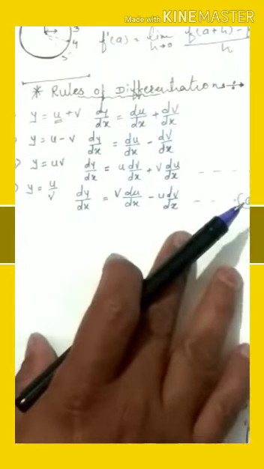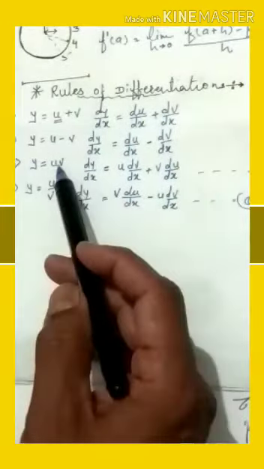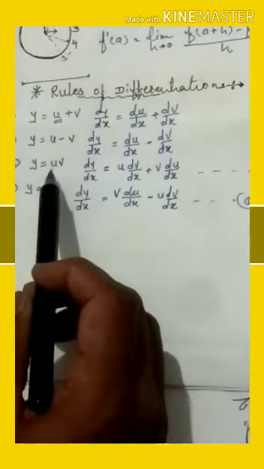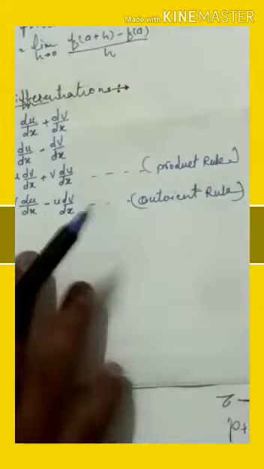We need to keep in mind this third and fourth only, because these two are very important. I will say these are the fundamental formulas of differentiation. If a product is there, then that rule is called the product rule. If division is there, then that rule is called the quotient rule.